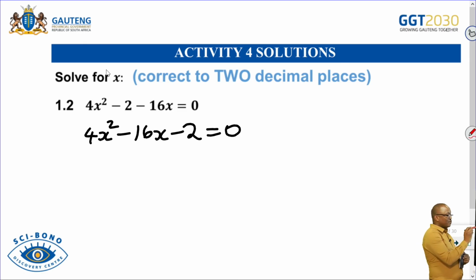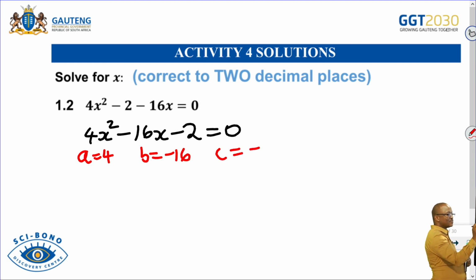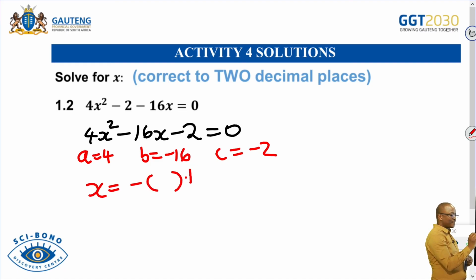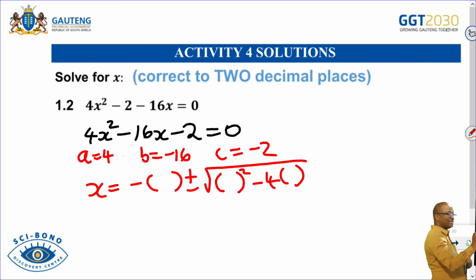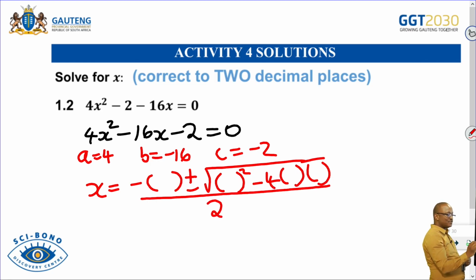So in this term, we know that a is equal to 4, b is equal to minus 16, and c is equal to minus 2. Then we use our quadratic formula. We have x equals negative b plus or minus the square root of b squared minus 4ac, then all over 2a.